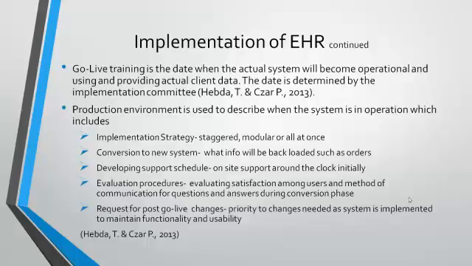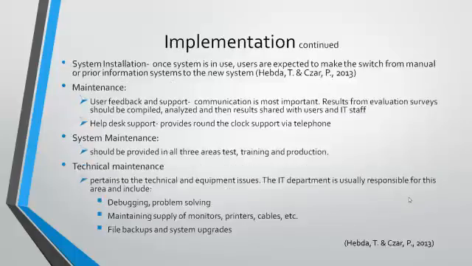The data is determined by the implementation committee. Production environment is used to describe when the system is in operation, which includes implementation strategy, such as staggering, modular, or all at once; conversion to a new system, which information will be backloaded, such as orders; developing a support schedule, with on-site support around the clock initially; evaluation procedures, evaluating the satisfaction among users; and a method of communication for questions and answers, requests for post-go-live changes, and priority changes needed as the system is implemented to maintain functionality and usability.